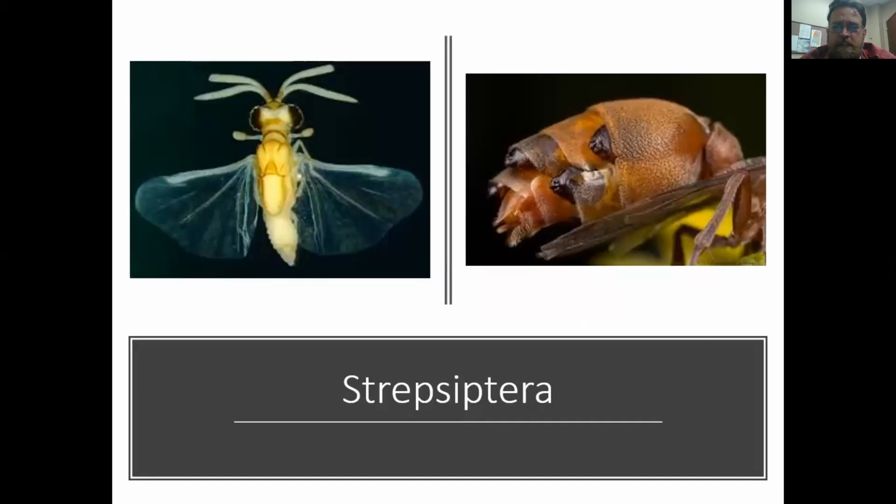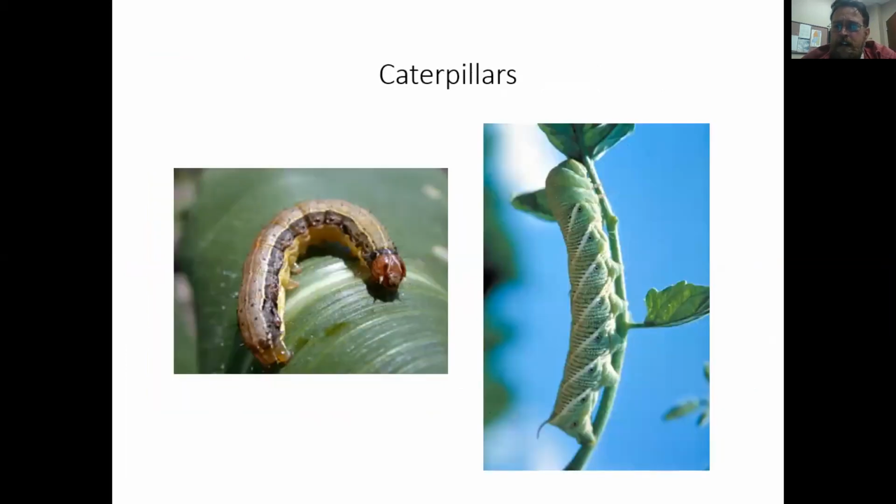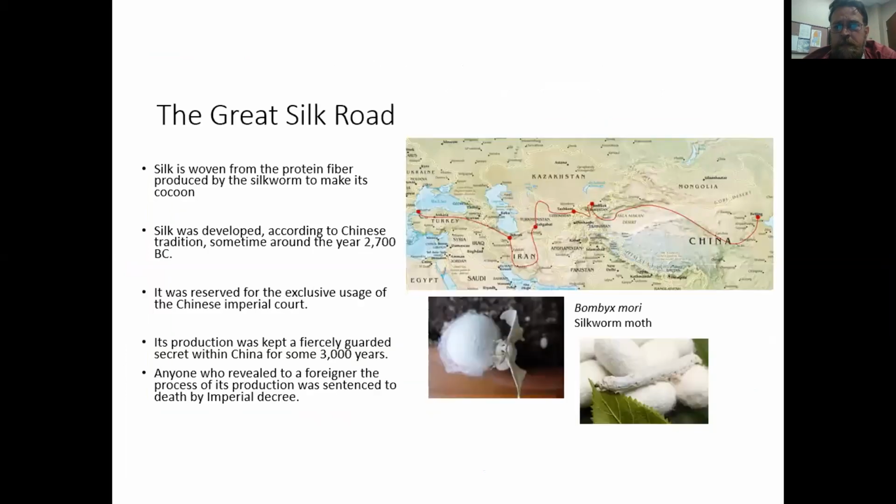Just a quick note, I'm going to go through some of these pretty quickly. These are the Strepsiptera, or twisted wing parasites, and you can see they're parasites of other insects. If you look closely at the end of that wasp's body, those blackish projections coming out of it are actually other insects parasitizing that bee. Those are the Strepsiptera. Of course, we all love butterflies and the moths, not always when they're caterpillars, because they can be significant pests in agriculture and in our gardens.